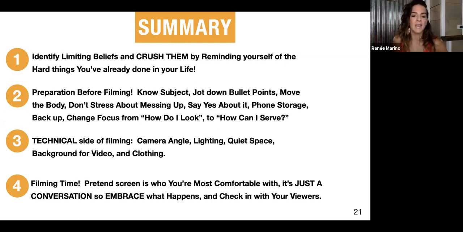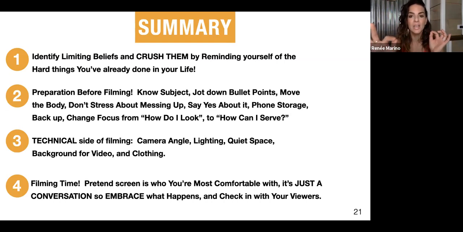Number three, technical side of filming. Camera angle, your lighting. We have all these things on our Communication on Camera Essentials PDF. Quiet space. Remember, check different rooms. See which ones are the best. Background, simple. Clothing, simple.